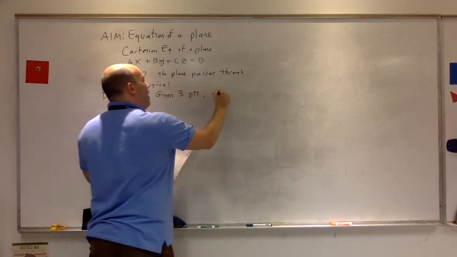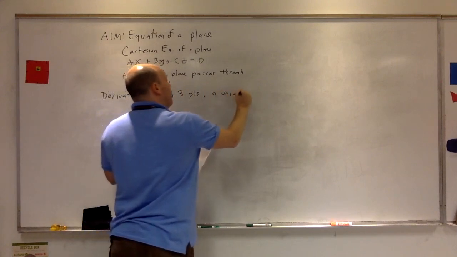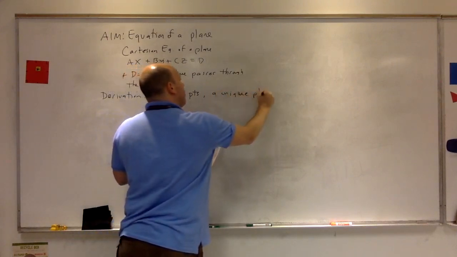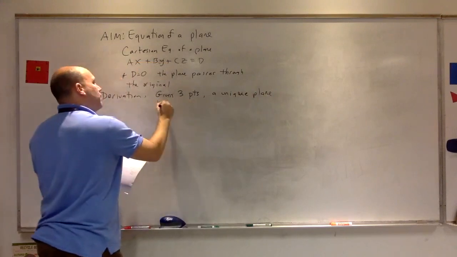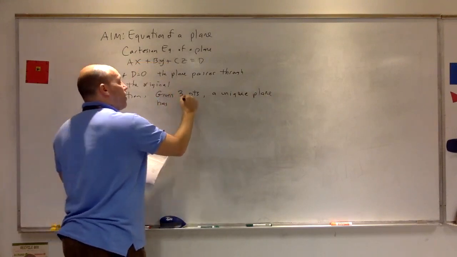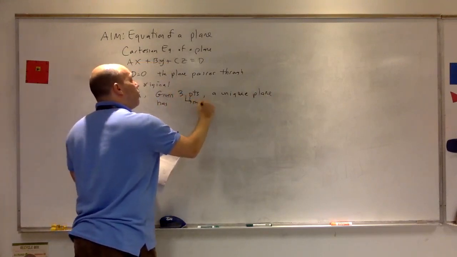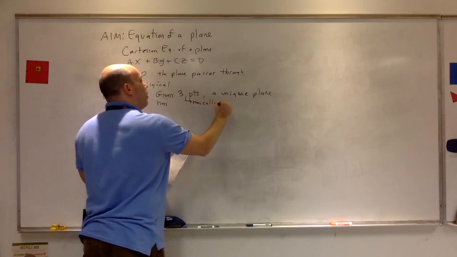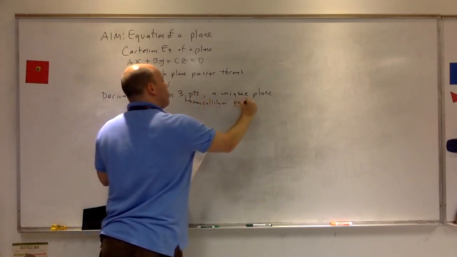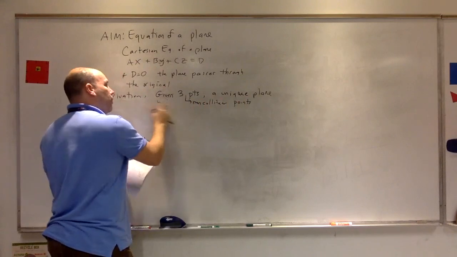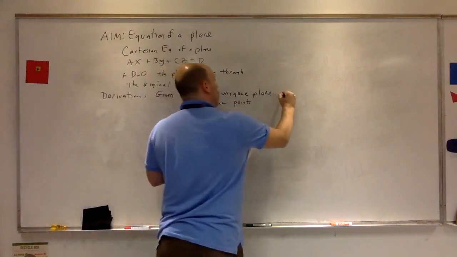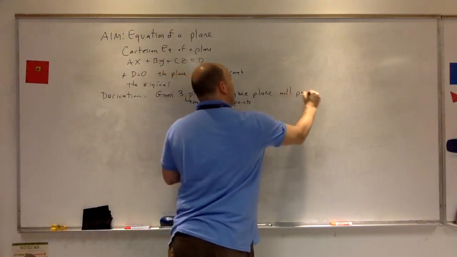So given three non-collinear points, a unique plane will pass through them.